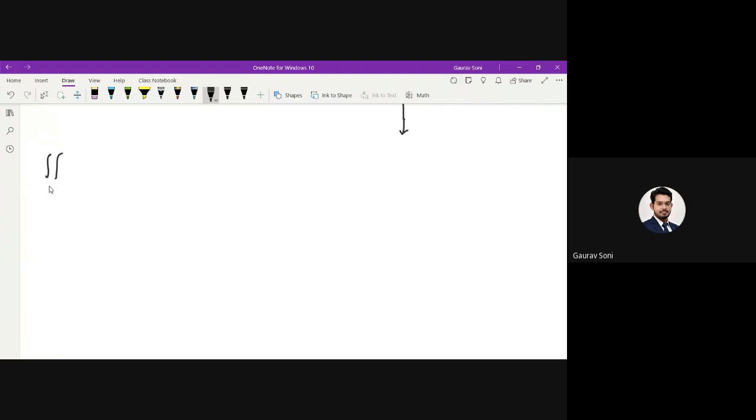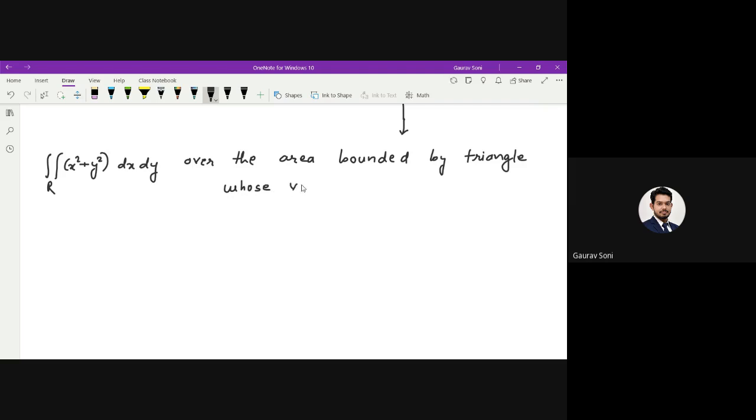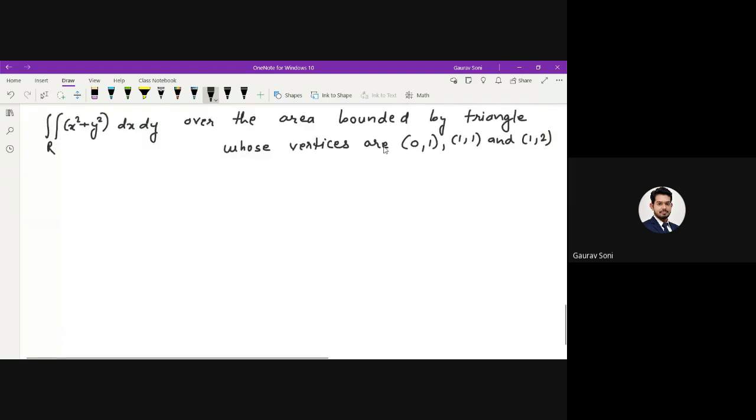So, evaluate the double integral over R of x square plus y square dx dy over the area bounded by the triangle whose vertices are (0, 1), (1, 1) and (1, 2).